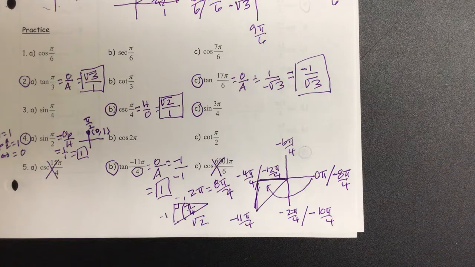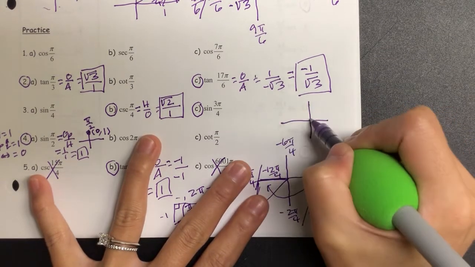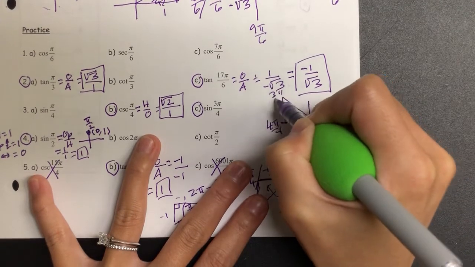All right, 3 pi over 4, without even drawing the quadrant, where would that one go? 3 pi over 4. It has to be quadrant 2, because 4 pi over 4 is going to be at 180. So let's go ahead and make it in quadrant 2. And we know that's 4 pi over 4, and that's 3 pi over 4.